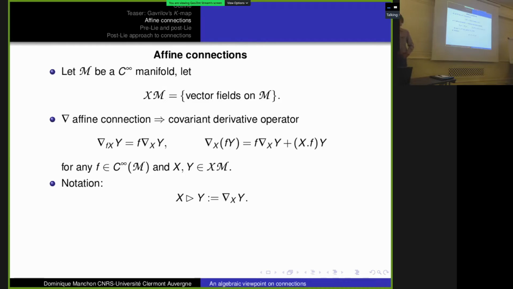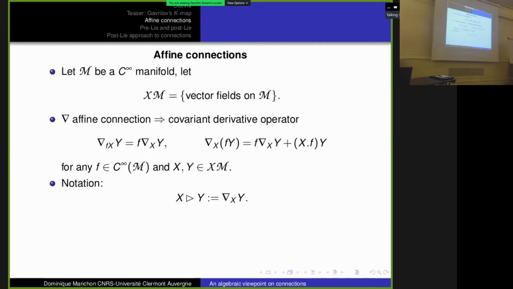Okay, so now we come to differential geometry through affine connections. So for me, a connection will be just a covariant derivative operator on a vector bundle, and here specifically the tangent vector bundle. And the covariant derivative operator, as you probably know, is linear with respect to the first variable, linear with respect to the C-infinity maps on your manifold, but you have a Leibniz rule if you multiply your second variable with a function, like this.